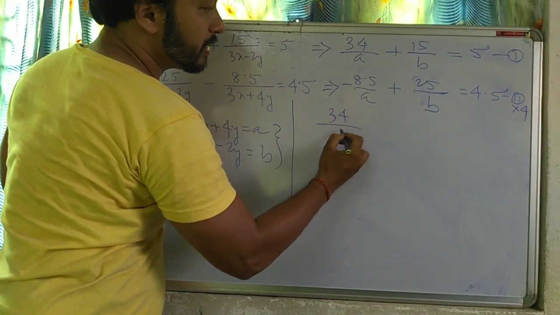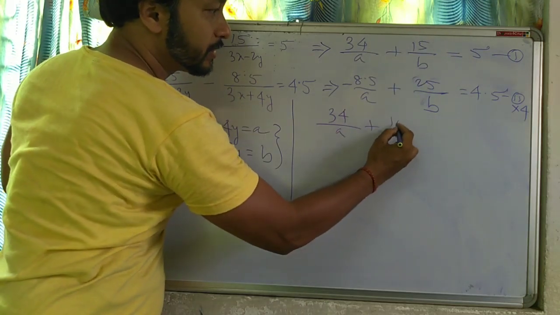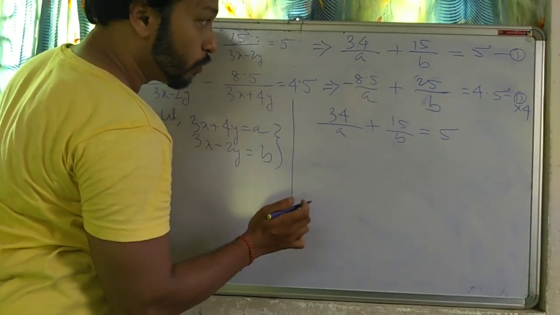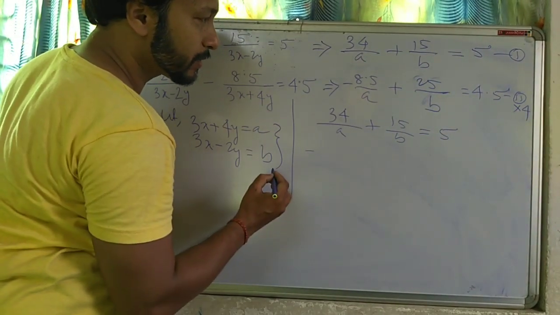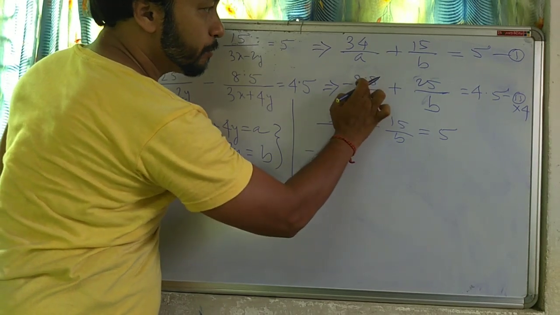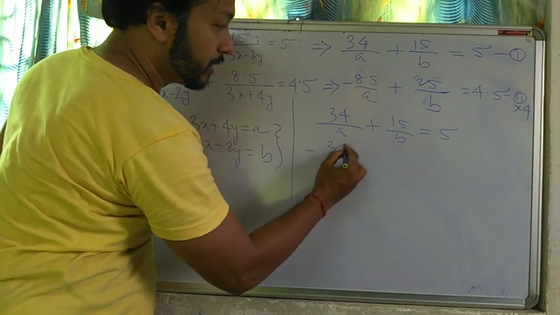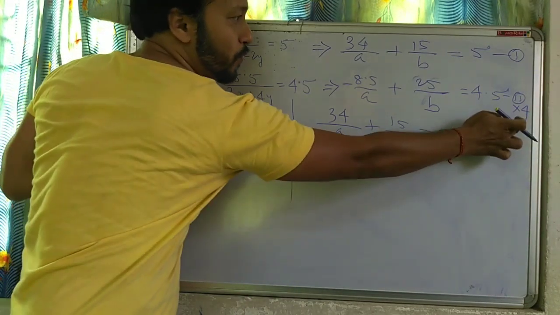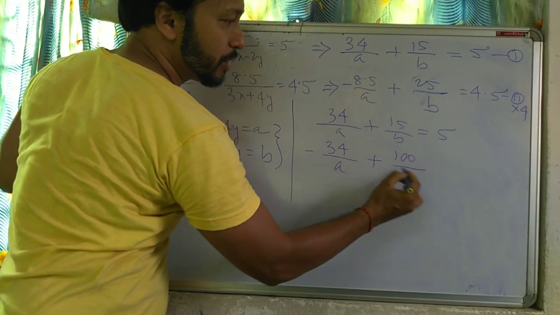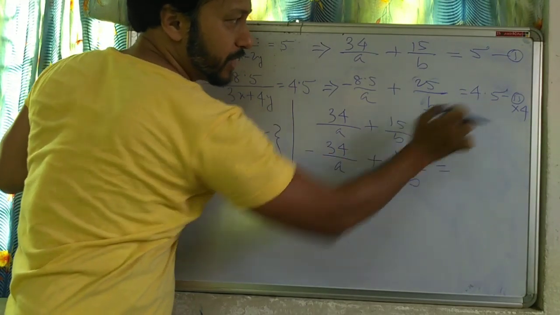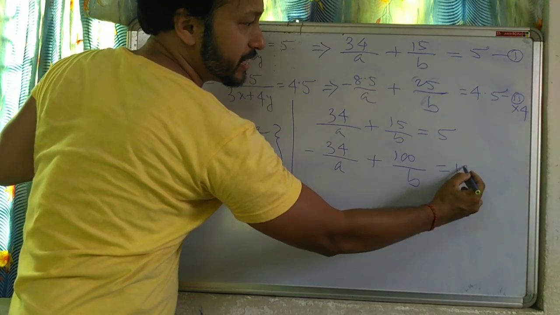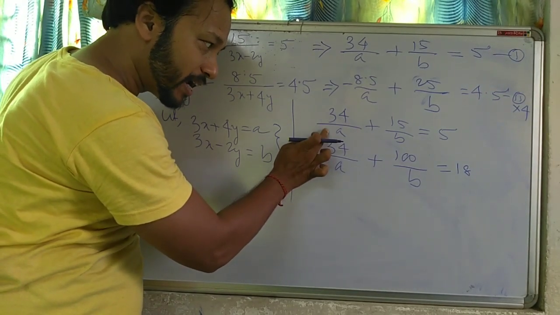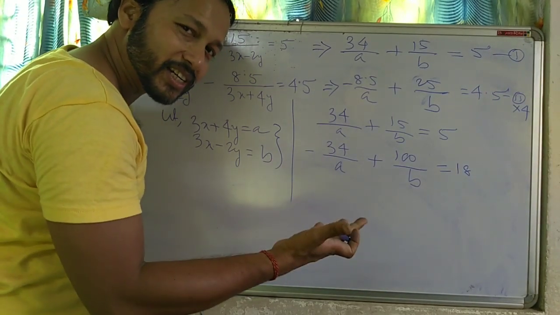The first equation will remain as it is. The second equation, if you multiply by 4, what are we getting? Minus 8.5 into 4, 34 by a, plus 4 into 25, 100 by b, 4 into this, 18. Understood? See, 34 by a, 34 by a. Yes, it's matching.